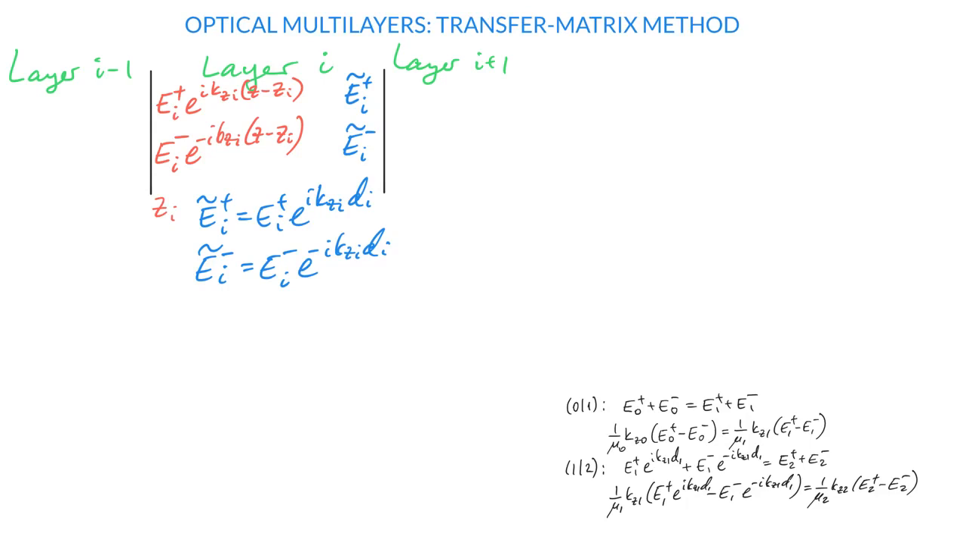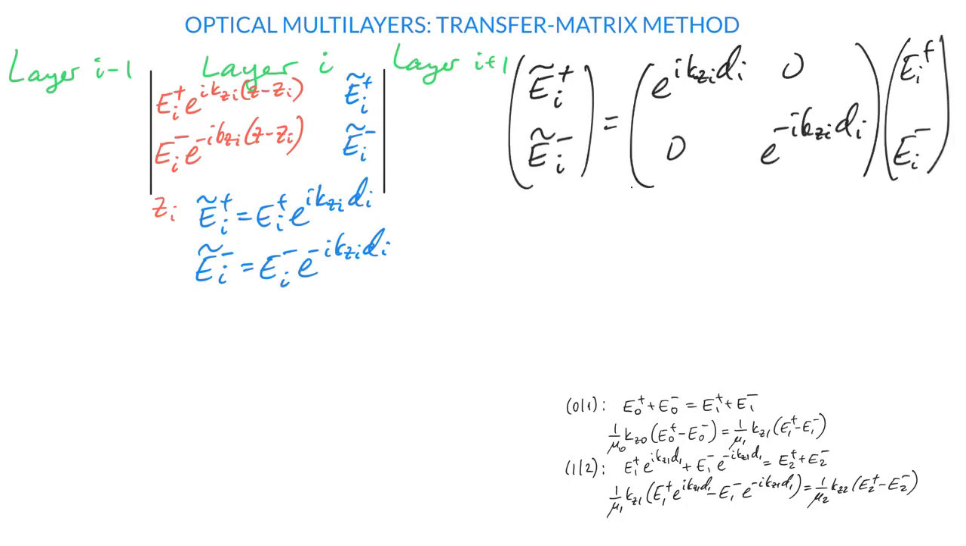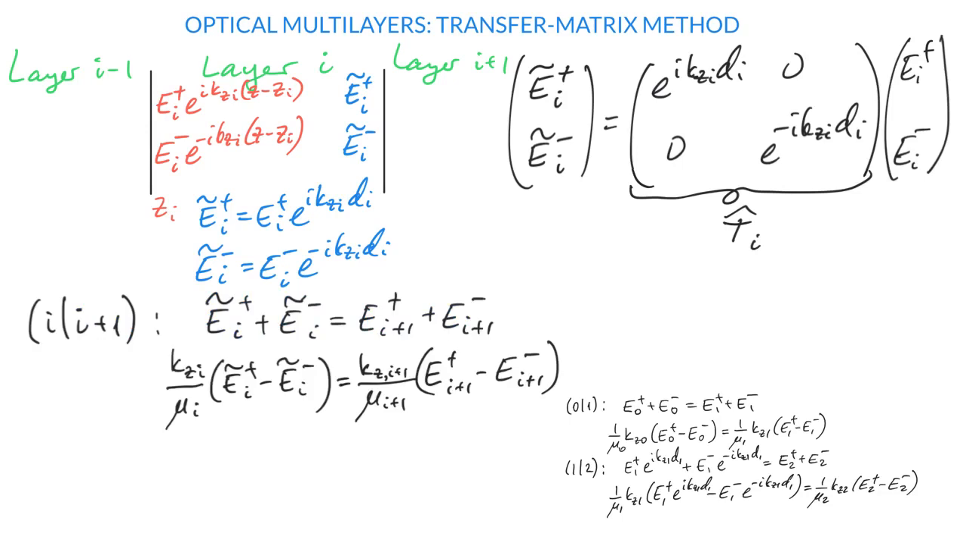So in matrix form, I can write for the given layer E sub i plus tilde, E sub i minus tilde as a column vector given by a diagonal transfer matrix, simply those phase factors here, acting on the values without the tilde. And we can call this the T matrix for the ith layer. And then the boundary conditions at each interface can be written in the same way. These boundary conditions look the same as the ones we had for the first interface, except that now the quantities on the left have the tildes on top of them.